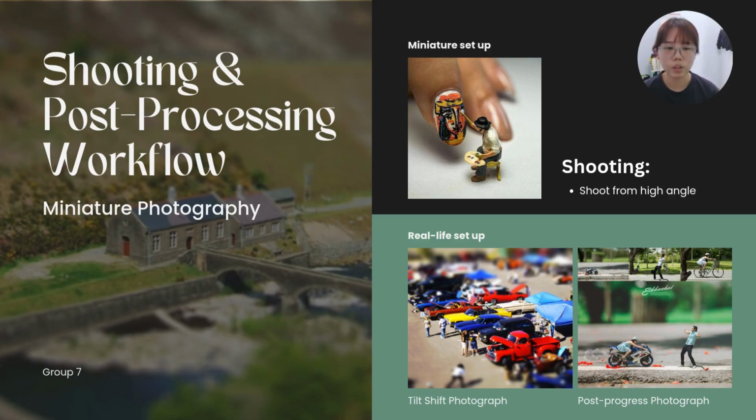For the real life setup, we differentiate two types, which are the tilt shift photograph or the post-process photograph. The tilt shift photograph uses a real scenario, edited afterwards, or uses a special lens called a tilt shift lens to photograph a miniature view. And the post-process photograph combines a few pictures, from a big object and a small scenario, which is a miniature view, together to become a miniature photograph.